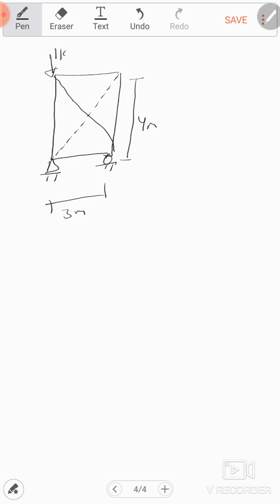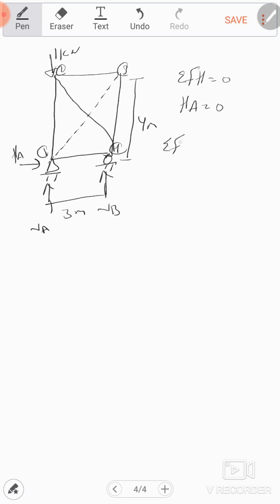Here the force 1 kilonewton is assumed. Okay, we have also here 2 reactions and here 1 reaction. This is node number 1, 2, 3, 4. So take the whole structure to find the reactions. This is VB, VA, HA. So summation FH equals 0. It will be 0 because we have only HA, and it is 0 because we don't have any forces in the horizontal direction.